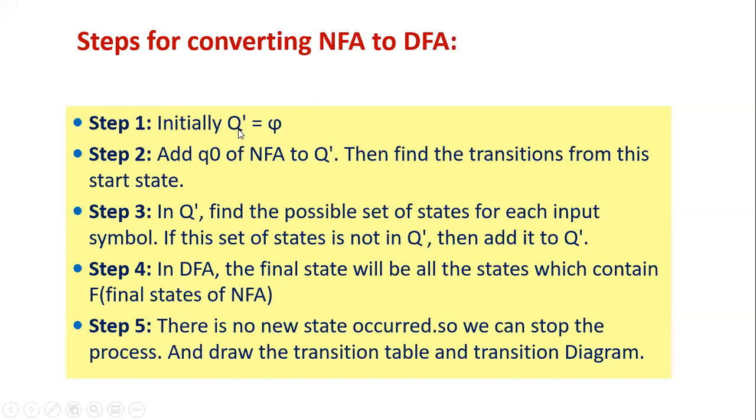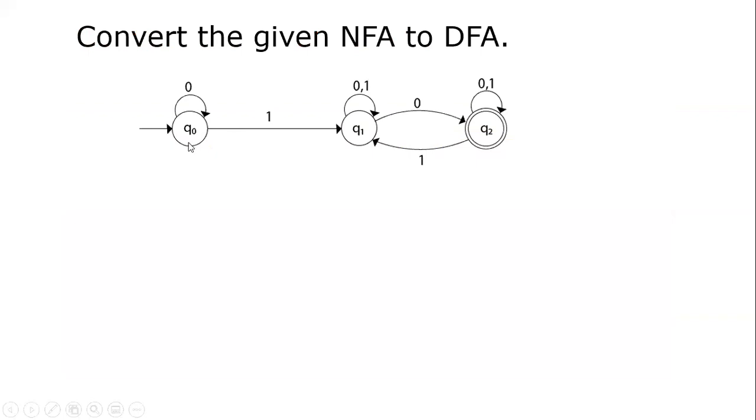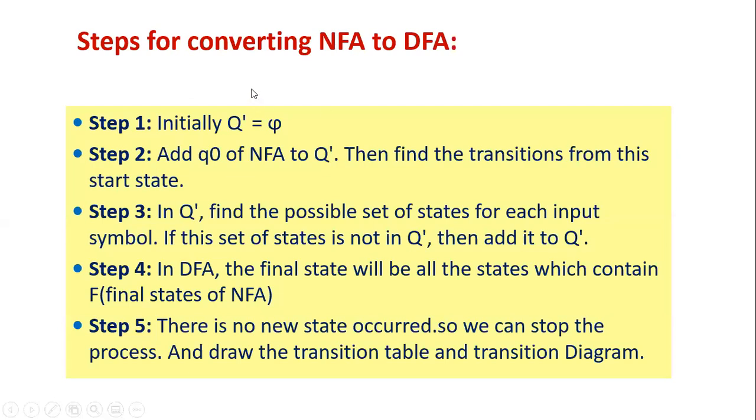Initially Q dash is nothing but the set of states. We have to find the set of states for the DFA. Now the NFA has three states, Q0, Q1 and Q2. Now we are going to calculate the states for the DFA. Initially that is phi, empty.